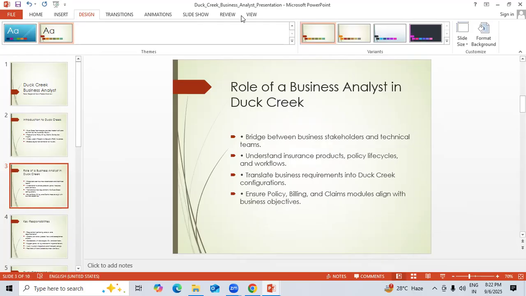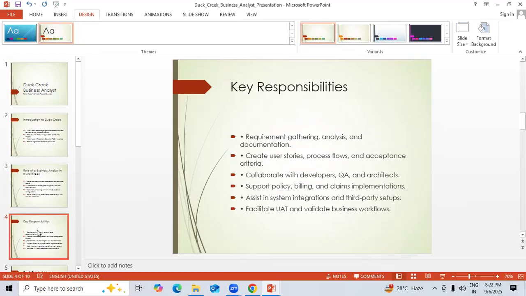We must also know the process flow of policy, billing, claims, and all, and how this can be aligned to business objectives, followed by translating business requirements into Duck Creek configurations and all. How are we going to translate business requirements? As a business analyst, we do that apart from the knowledge areas, right? So requirement lifecycle management, enterprise strategy analysis, elicitation techniques, right? Apart from all that, these are the major roles and responsibilities we will be doing as a Duck Creek business analyst.